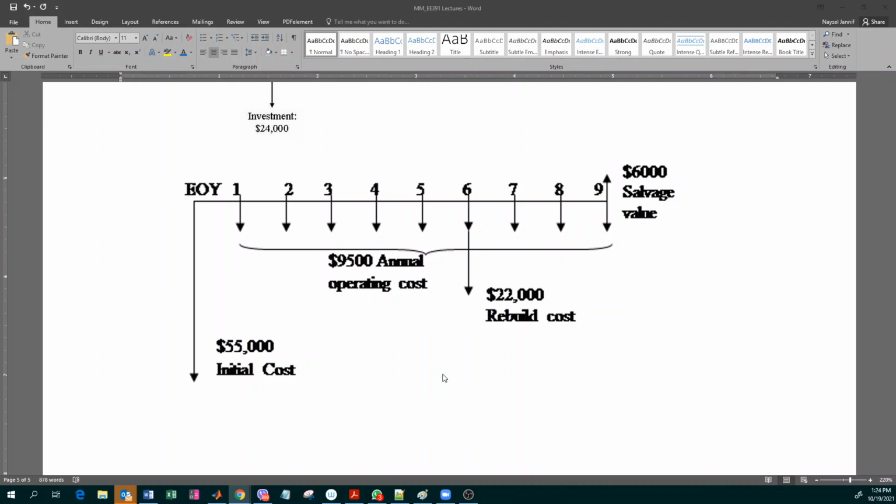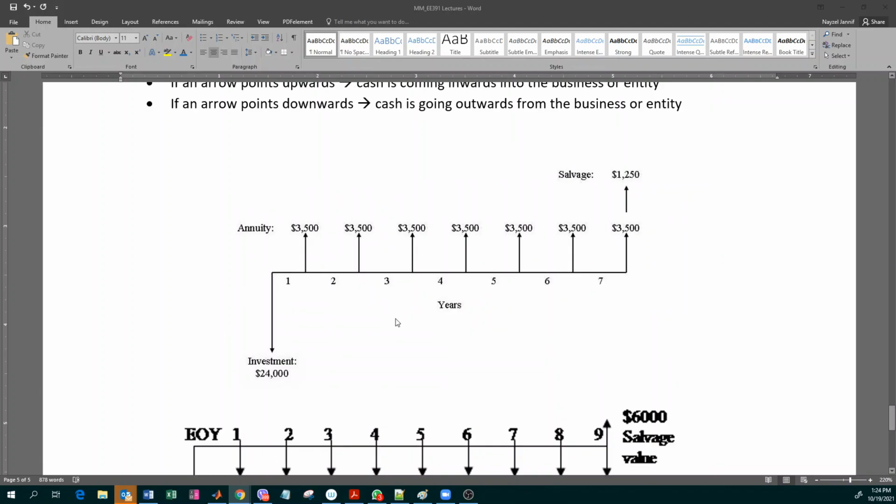This one over here. What does it say? Can you see this word here, annuity? I want you to note this word annuity. Annuity means whenever there is an equivalent amount of income per year. Can you see 3,500 consistent income per year? That's called annuity.